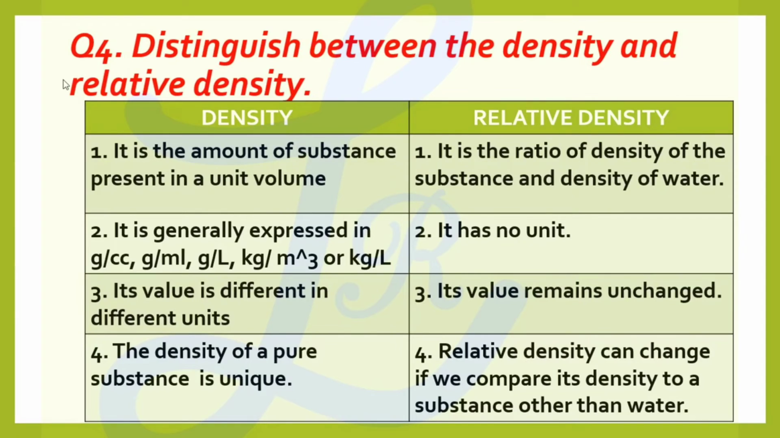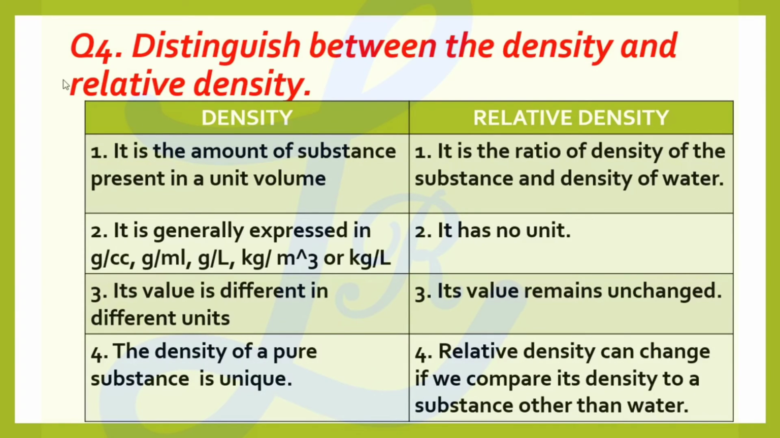Now this density of water can be changed. I can find out the ratio of the density of a substance compared to the density of some other substance. Relative in itself means finding the relation between two densities, comparing the density of one to the density of the other. Usually the standard substance with which we compare the relative density is water.